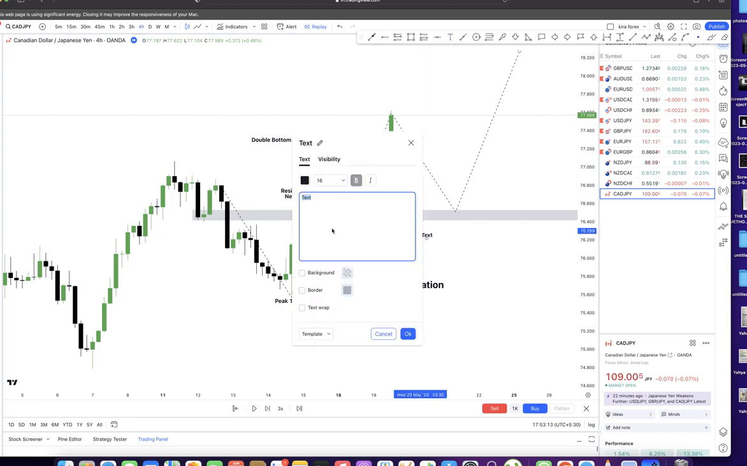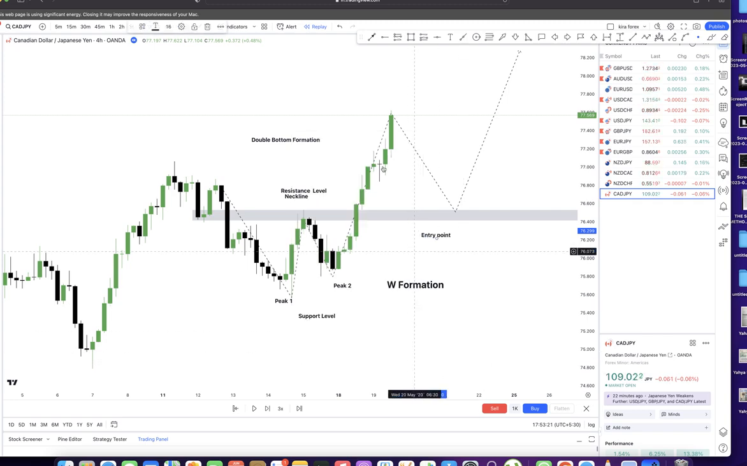Let me put that also there. We have the first entry point to be here, and then we also have another entry point here. So the first people take their entry from the second pick, immediately the second pick starts forming over here. Then the second entry will wait for the breakout of the neckline. Then the third entry will be after a pullback at this point.